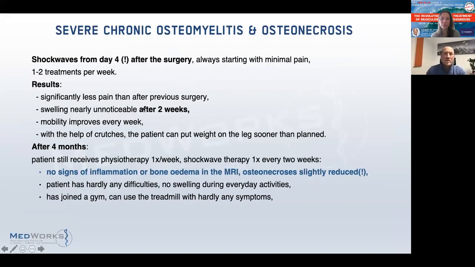After 2 weeks, we had nearly no swelling anymore. That was much faster than all the 9 operations before. We had significantly less pain than in all surgeries before. And the mobility improved every week very fast, which was not possible in one of the other operations before. And after 4 months, we had this.